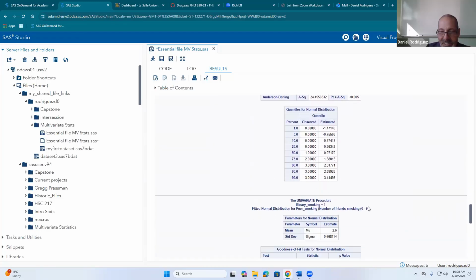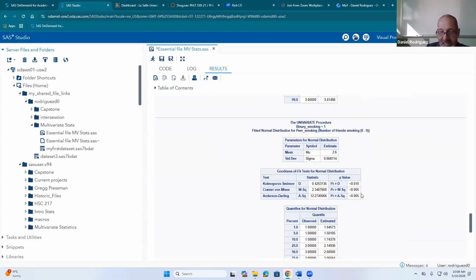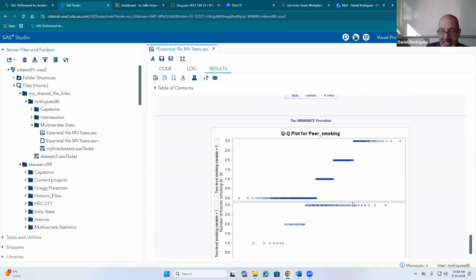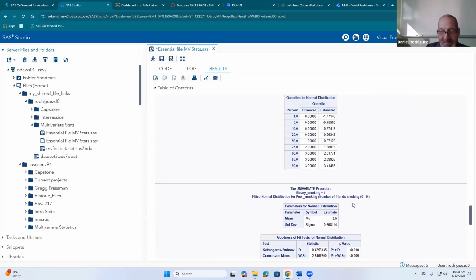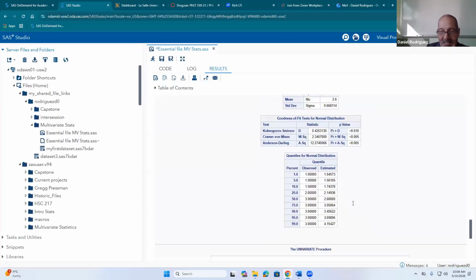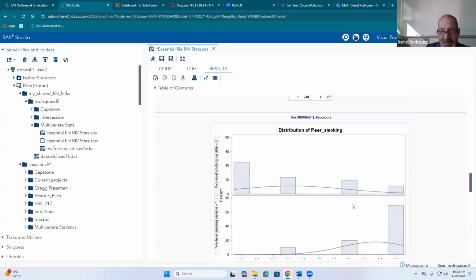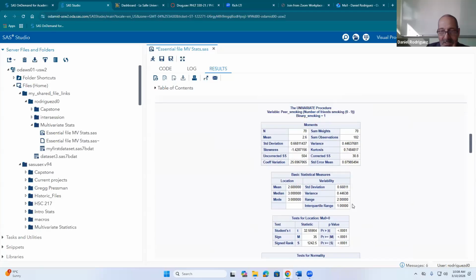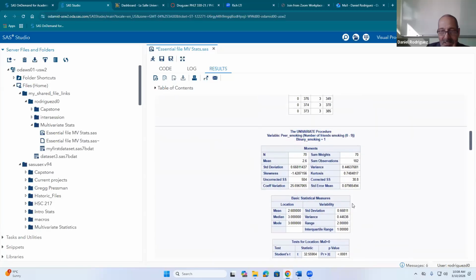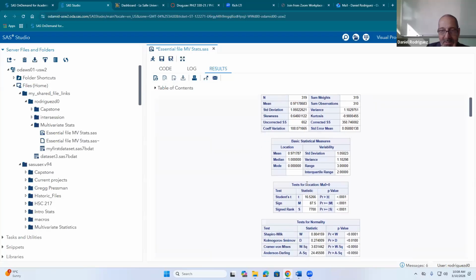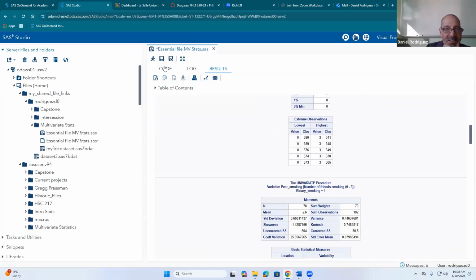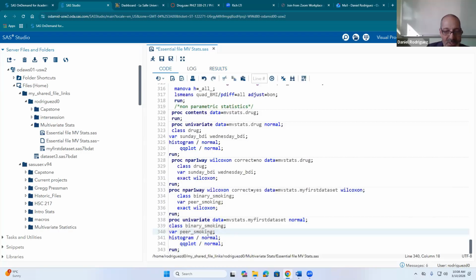And we got 0 and 1 here. Failing the normality test here. This one looks terribly weird, right? All right. So we did that for peers smoking. Oh, I'm sorry, that's Sunday and Wednesday. It was just peers smoking, right?